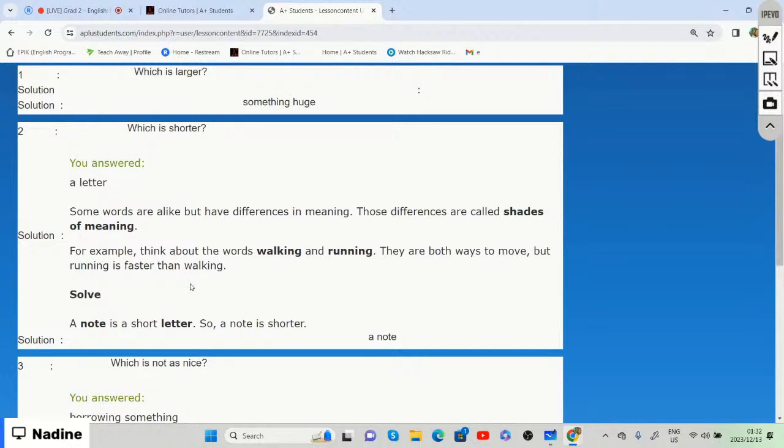And we made an example of walking, and we made an example of running. We say that these words are basically similar in the sense that both of these words show that someone is moving, but running is just a faster movement or faster pace than walking.